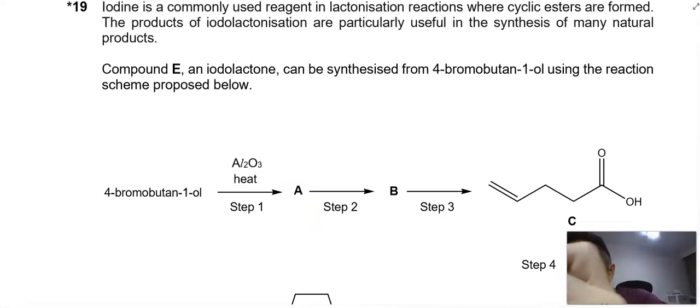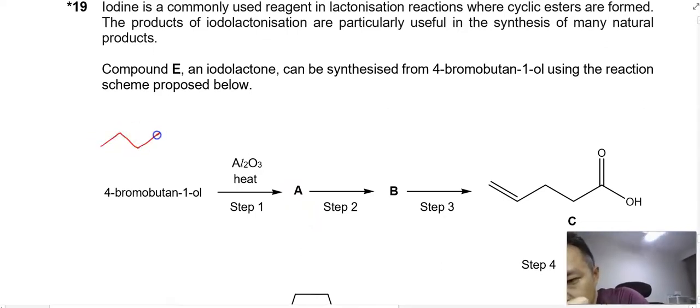Okay, so let's draw out the structure of 4-bromo-butanone, a 4 carbon alcohol, 1, 2, 3, 4. Alcohol on carbon number 1. And at the 4th position, 1, 2, 3, 4, at the 4th position, we have a Br.